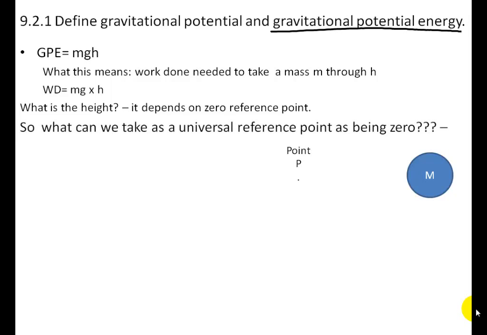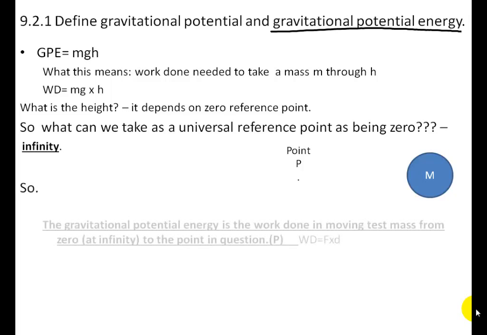So we have to take a universal point as being zero. Do we take it as the floor? Do we take it as the center of the earth? Do we take it at the top of a mountain? Do we take it at the ground outside? Do we take it at sea level? The only place that can work as a universal zero point is, strangely enough, at infinity. So we basically have to measure the potential energy as taken from infinity.